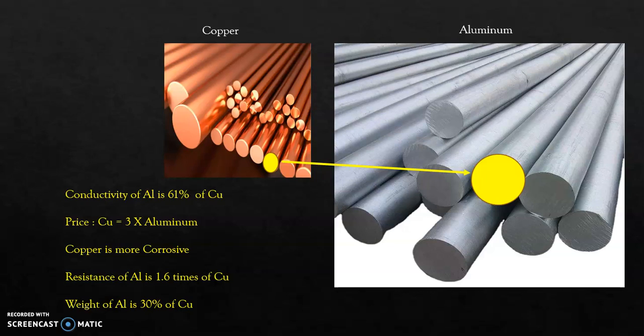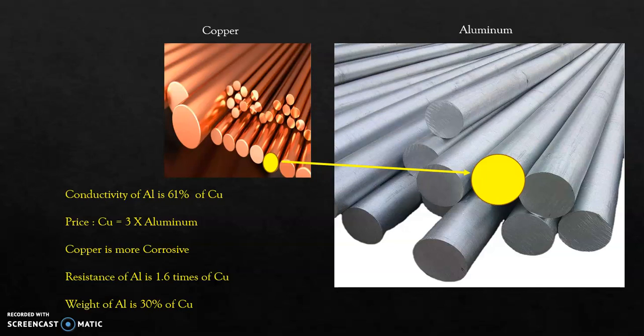And the next most important point is that copper is more corrosive. Whenever copper is exposed to atmospheric conditions or chemical conditions, it reacts and forms a corrosive layer that will degrade the conductor as well as reduce the performance of the conductor.